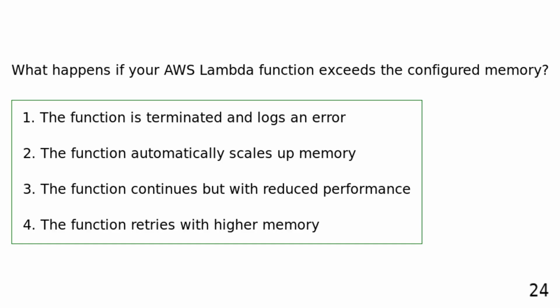What happens if your AWS Lambda function exceeds the configured memory? The function is terminated and logs an error. The function automatically scales up memory. The function continues but with reduced performance. The function retries with higher memory.